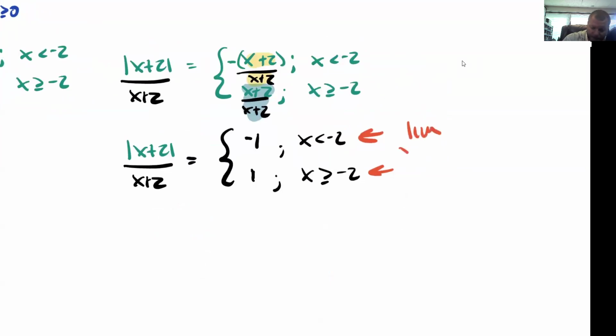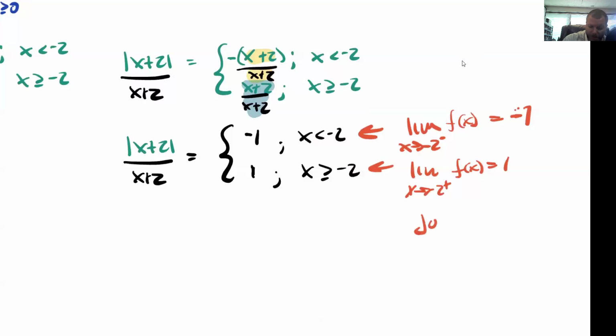So since the limit as x approaches -2 from the left equals a finite number, and the limit as x approaches -2 from the positive direction, right, equals a different number, this is going to be a jump discontinuity.